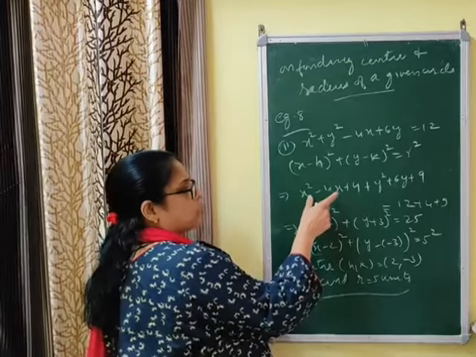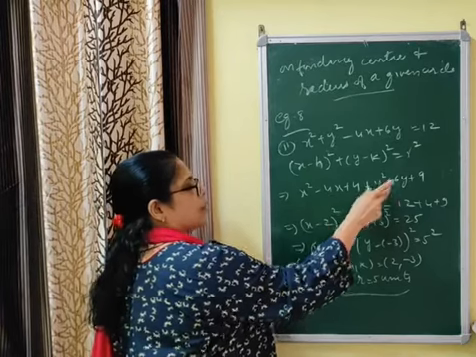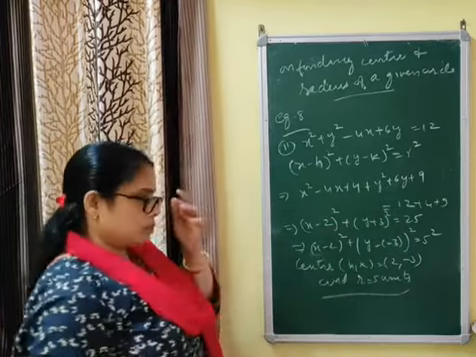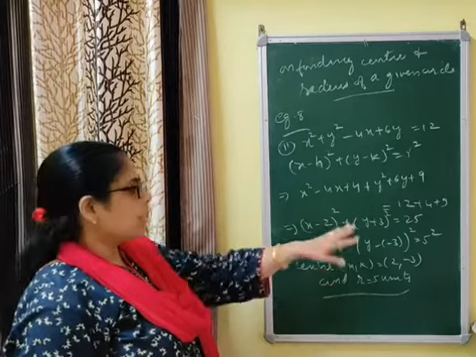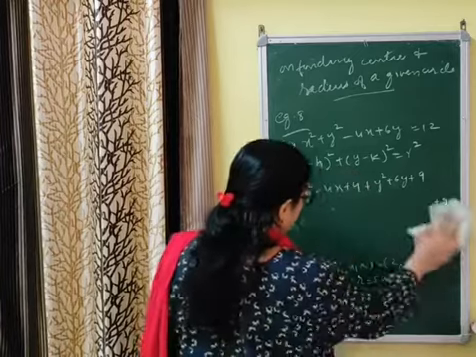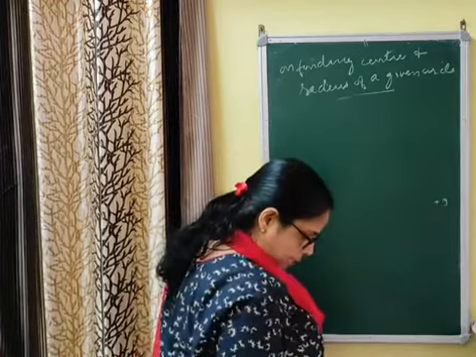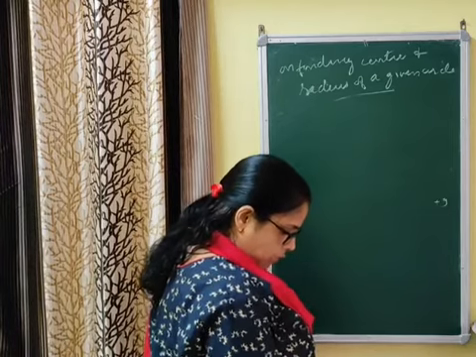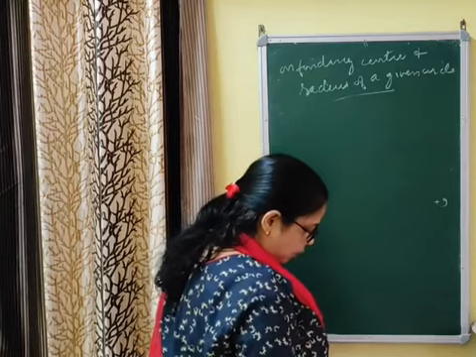First of all you have to collect terms having x together, terms having y together, then convert them into the form of (a minus b) whole square or (a plus b) whole square, then compare with the central form. One more question is remaining. Examples first and third are very important, and the fourth example I am reading: x square plus y square plus 6x minus 4y plus 4 equals 0. This you can do by yourself.